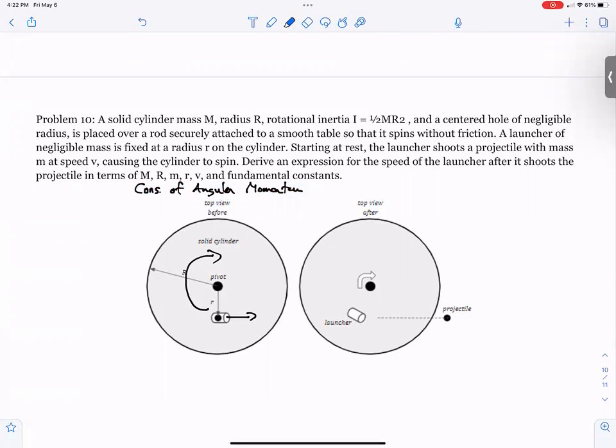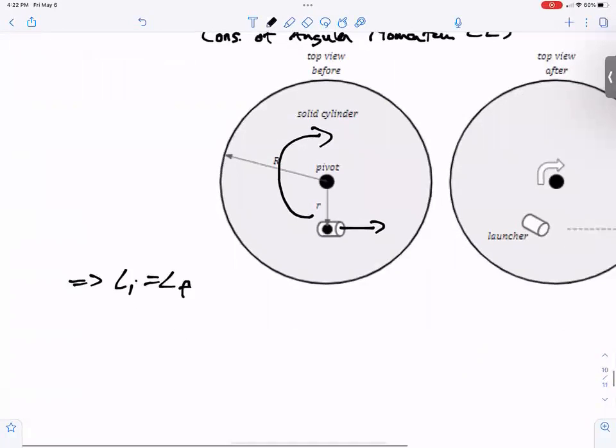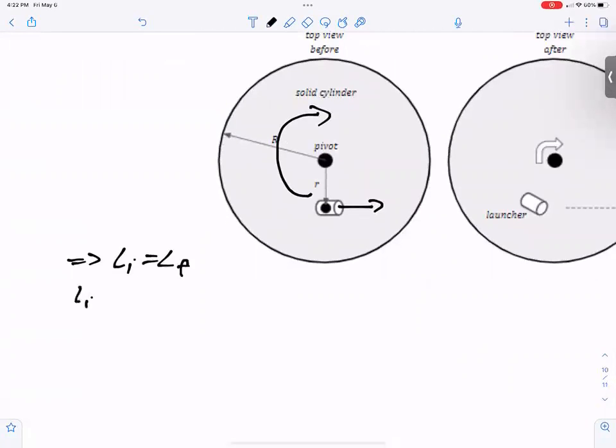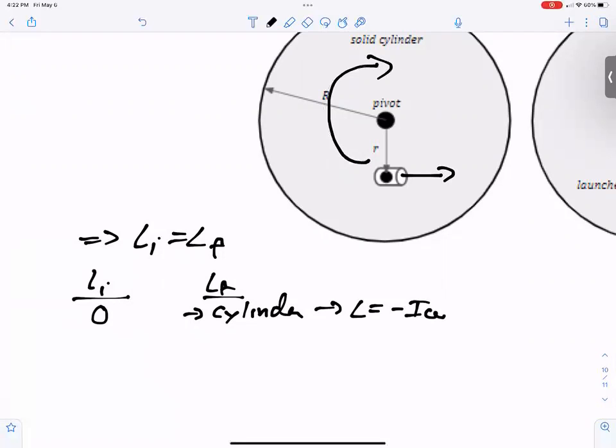The equation we get to use for conservation of angular momentum is L initial equals L final, where angular momentum is the variable L. So first, let's go ahead and discuss what's going on here. L initial? Well, initially, there is none. Nothing's moving. But afterwards, a couple things happen. The cylinder is going to rotate with L equals, and I'm going to call this negative I omega. The reason I'm going to call it negative I omega is because it's moving clockwise, opposite the direction that the projectile is going.